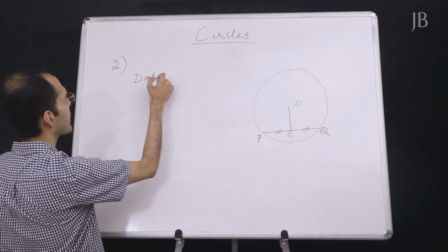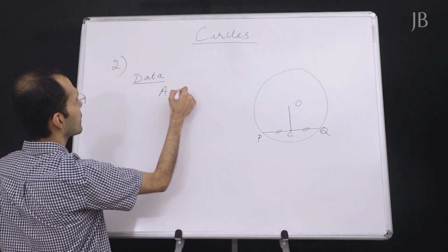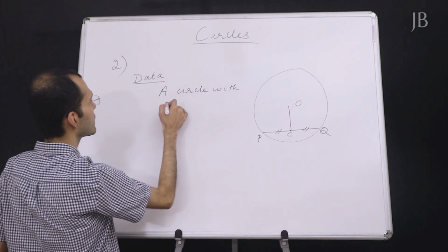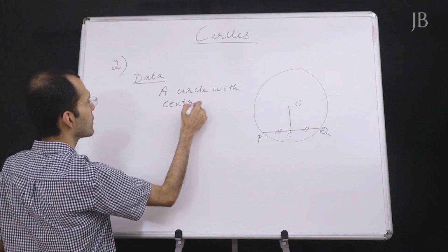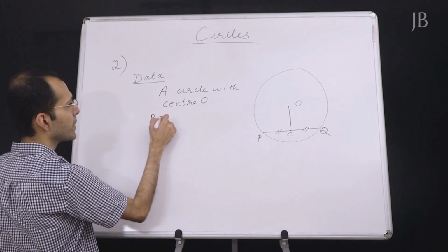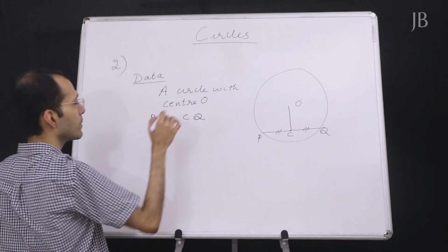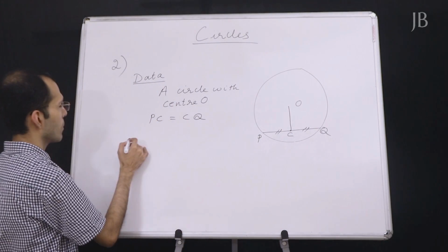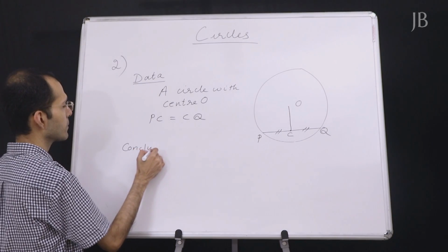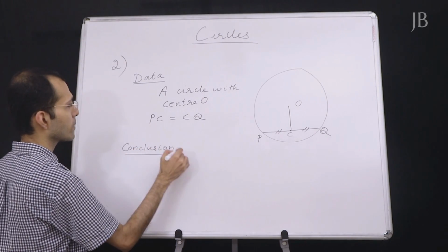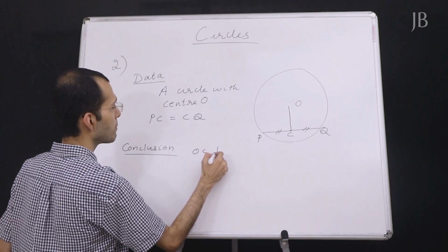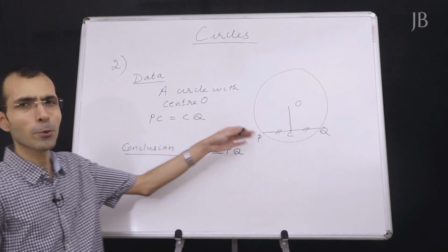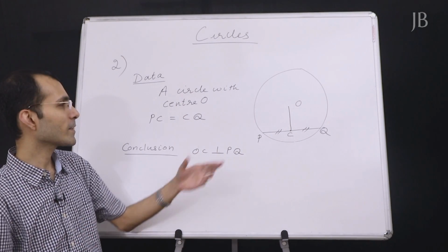So what is our data here? A circle with center O, PQ is a chord, and PC is equal to CQ. What is our conclusion? Our conclusion is OC perpendicular to PQ. Even this can be proved easily, but I am not discussing the proof here.